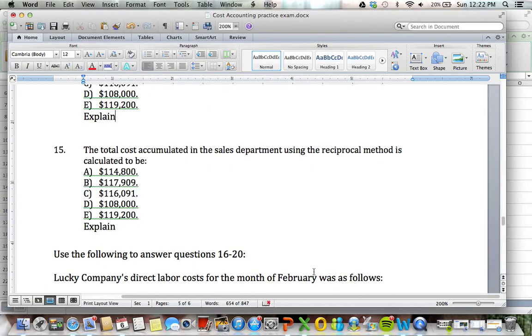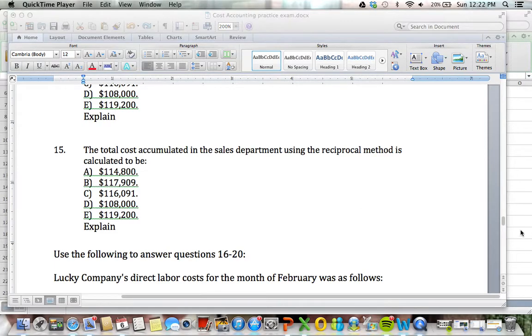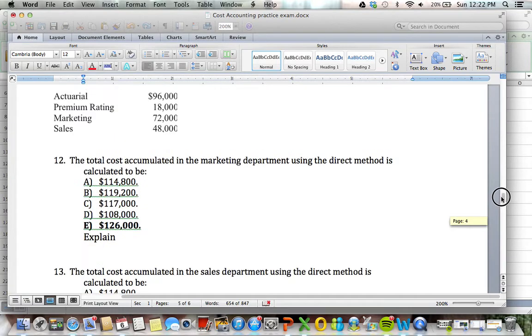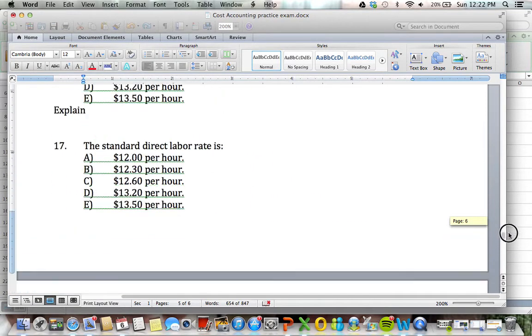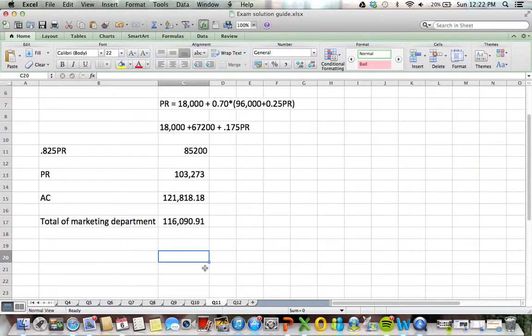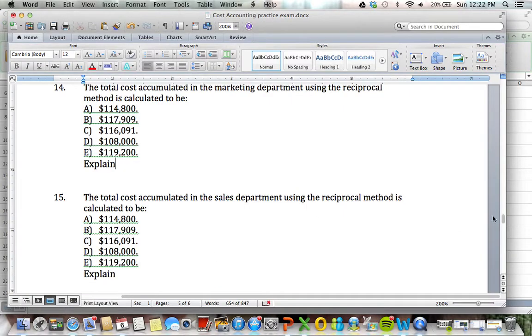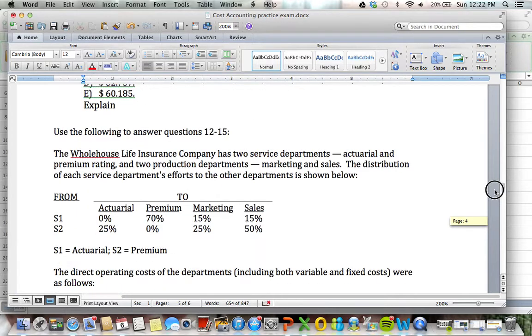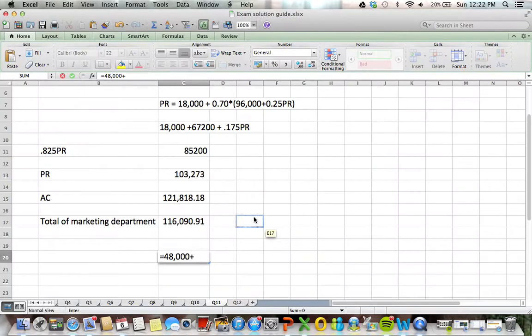now we are going over the sales department. So the sales department starts with 48,000. So 48,000 we start with. Now, how much are we going to get as an allocation using the other numbers, S1 and S2? So for sales from S1, actuarial, we get 15%. And from S2, premium, we get 50%. So it's 15% of actuarial, and it's 50% of the premium.